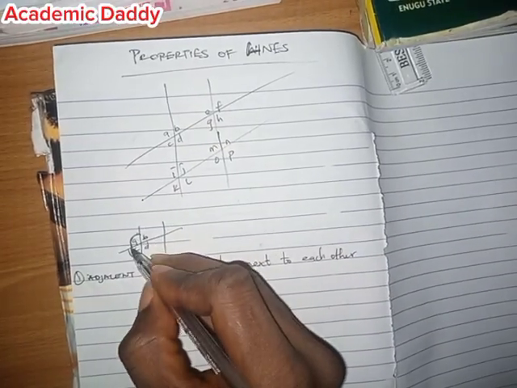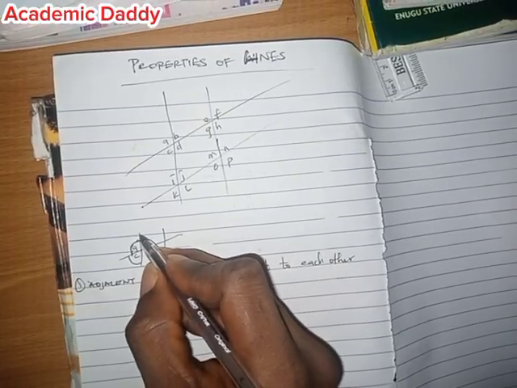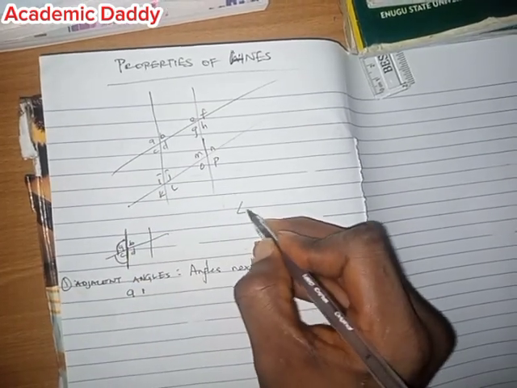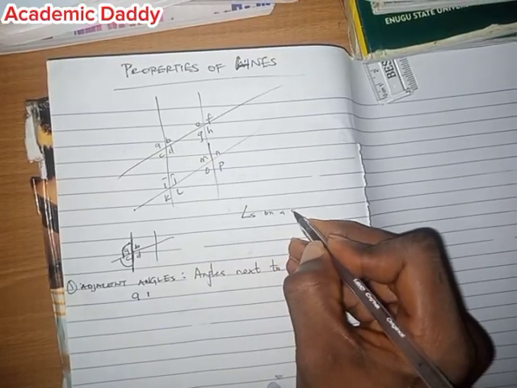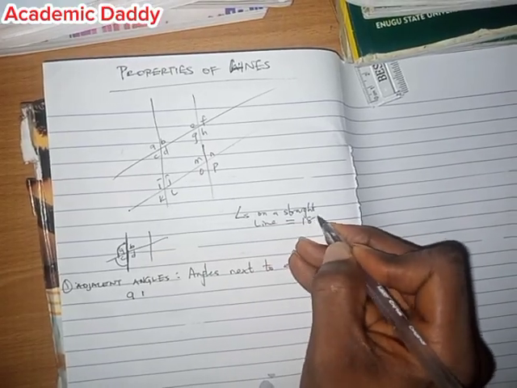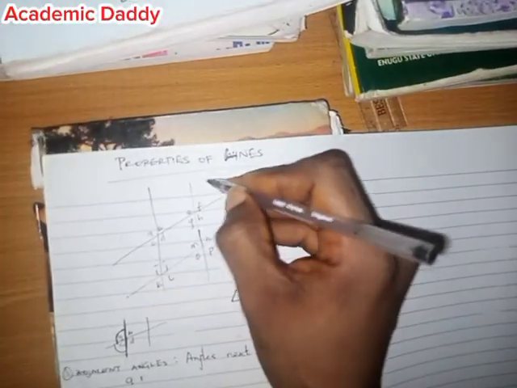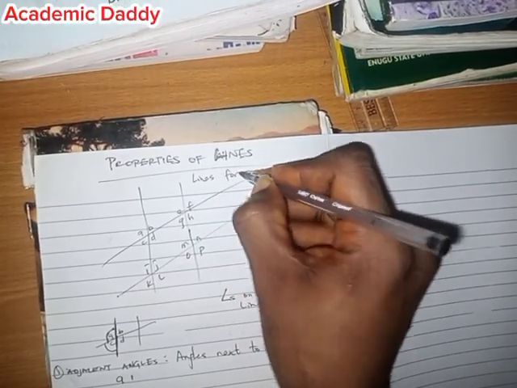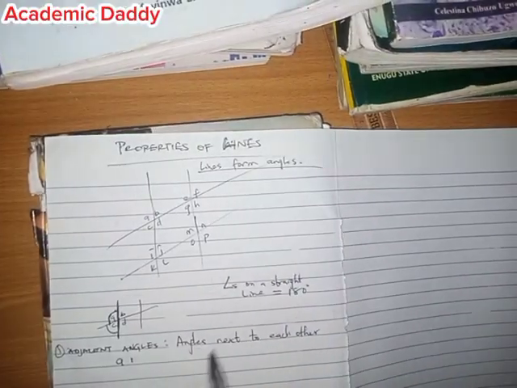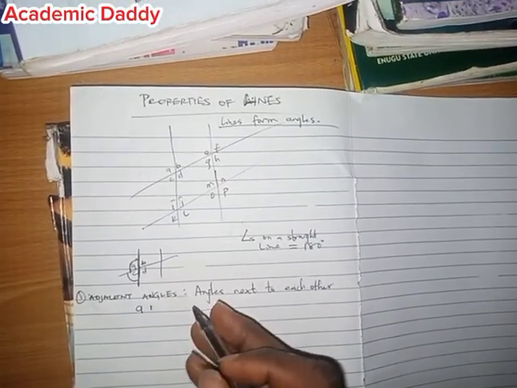So you can see that A is adjacent to C. And these adjacent angles make 180. Reason being that, look at this. This is a straight line, and this is for angles. Angles on a straight line equal 180 degrees. So the first property of a line, from what we've drawn, is that lines form angles, and the angles formed by a line have these properties.